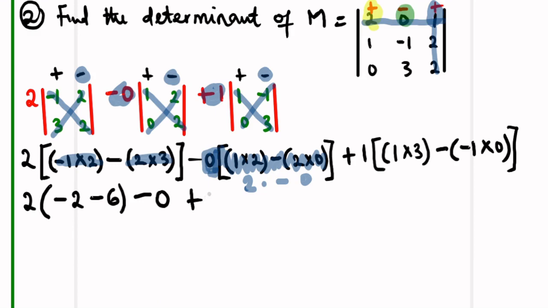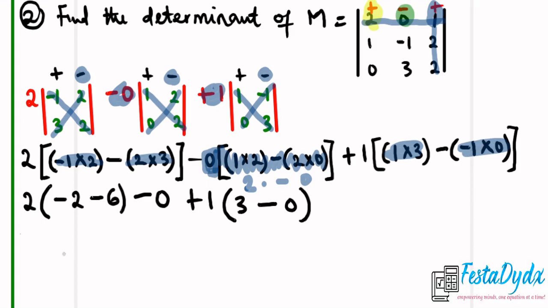So for the third one, we'll have plus 1 in a bracket. So we'll have 1 times 3, which is going to give us 3. Then we'll have minus, the next thing there is minus 1 times 0. Minus 1 times 0 is 0. So now let's proceed. We are very close to getting the determinant of m. So this 2 in a bracket will have minus 2 minus 6. Minus 2 minus 6 gives us minus 8.